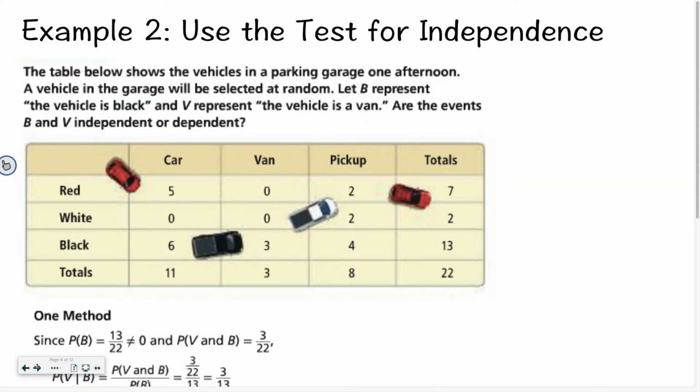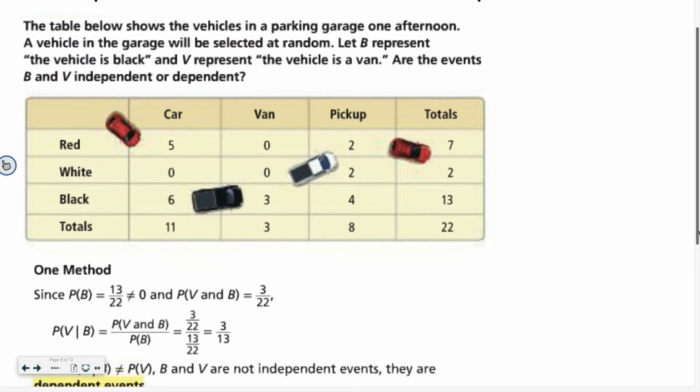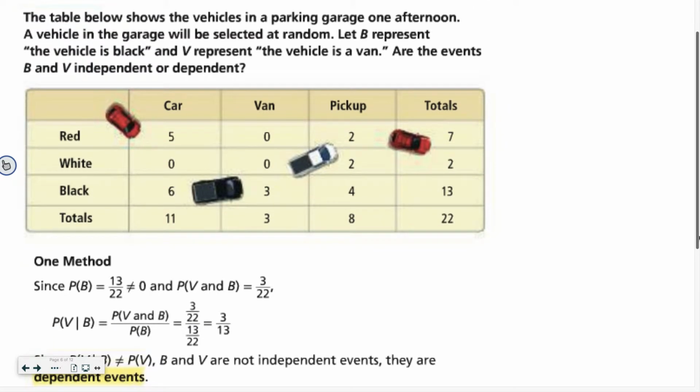Okay, example 2, use the test for independence. The table below shows the vehicles in a parking garage one afternoon. A vehicle in the garage will be selected at random. Let B represent the vehicle as black and V represent the vehicle as a van. Are the events B and V independent or dependent?